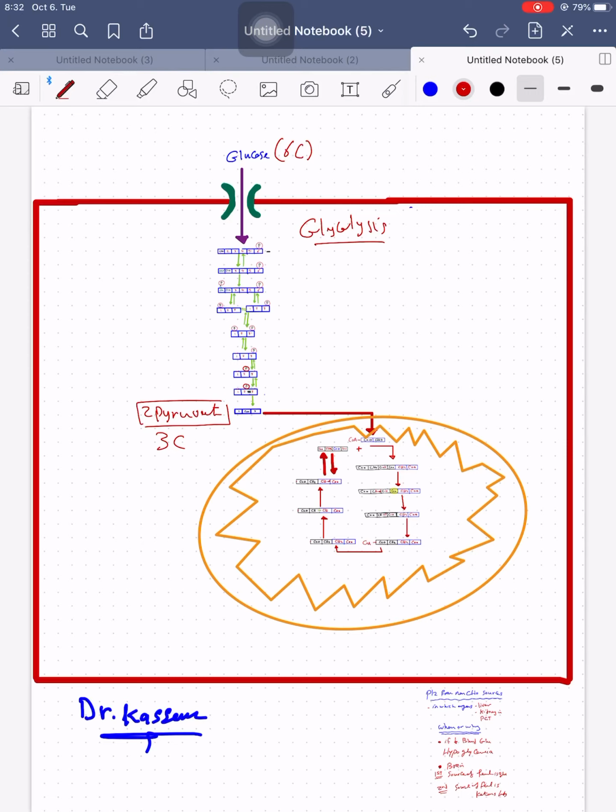The net production of energy from glycolysis is net 2 ATP and net 2 reduced coenzyme NADH. So here is the net production of energy from glycolysis, and here the production from pyruvate. This happens in the cytosol.